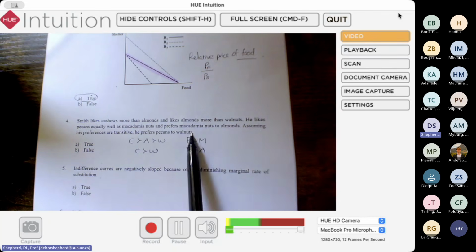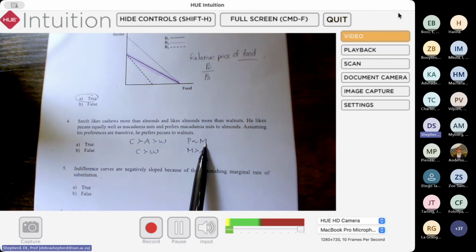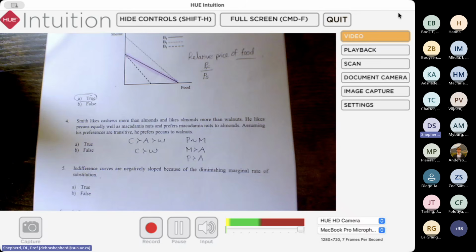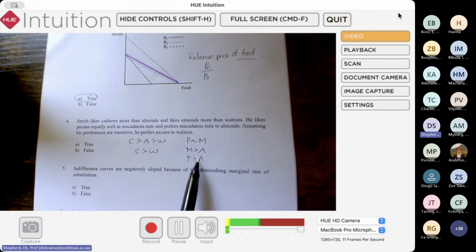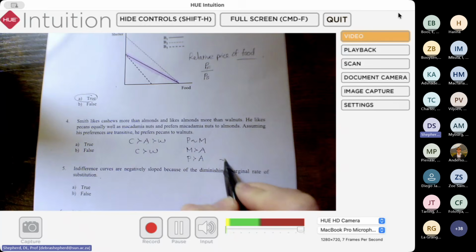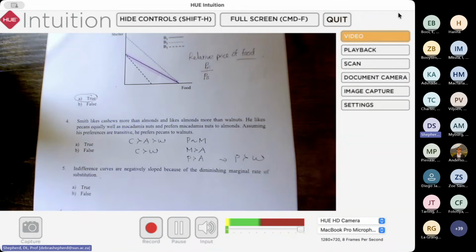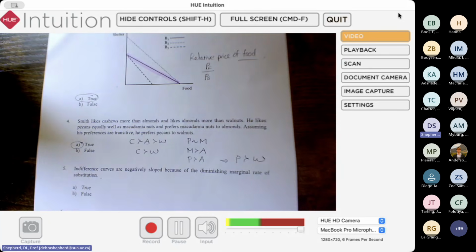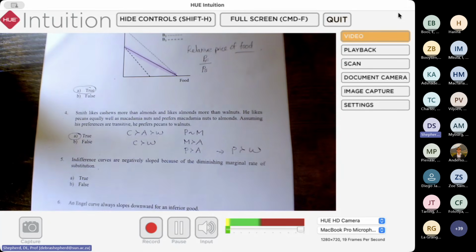Okay, so if pecans are equivalent to macadamia and macadamia is preferred to almonds, it must be that P is preferred to almonds. We also see that almonds are preferred to W. So if almonds are preferred to W, and pecans are preferred to almonds, it must then be that pecans are preferred to walnuts. So the answer is true. We're using transitivity here to figure out the logical ranking of these different goods for this consumer.